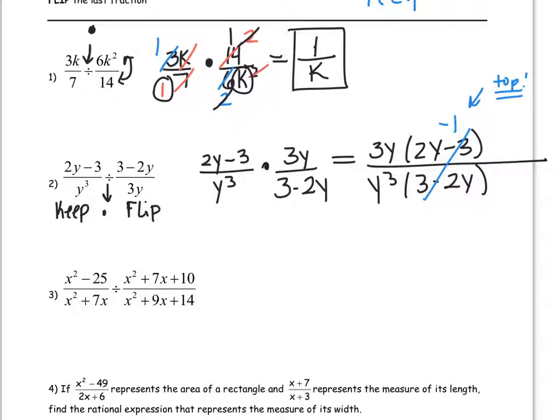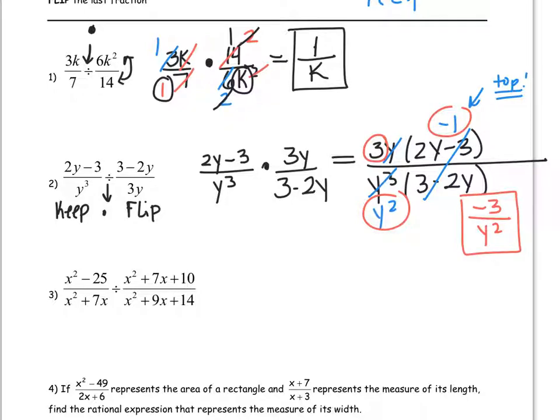Always. Okay? And now I have a y and a y to the third, so I can cross off this y with one of those on the bottom, so there's y squared on the bottom. So the only thing left on the top is 3 and a -1, so -3. And on the bottom, I'm just left with y squared. Final answer.